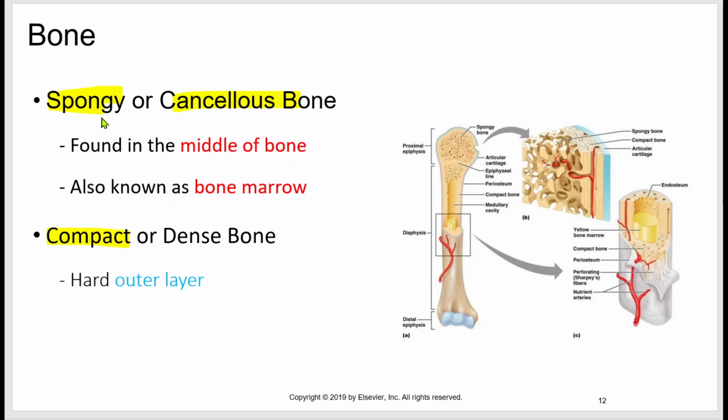Spongy or compact. Spongy, another name for spongy is cancellous bone, and this is found in the middle of the bone. We also call it bone marrow. Okay, I don't know why I put these in red, but it doesn't matter. It's just colored. And the compact is the outer layer of the bone, which is the hardest. See, that's the compact. That's the hard outer layer of the bone.